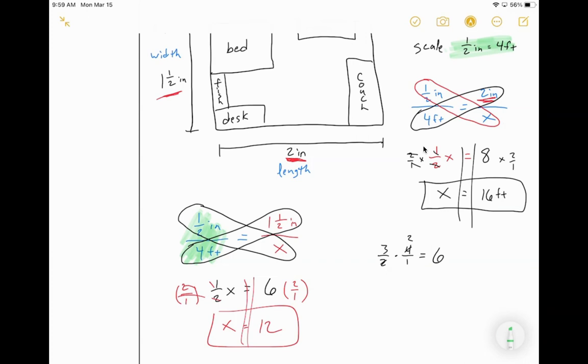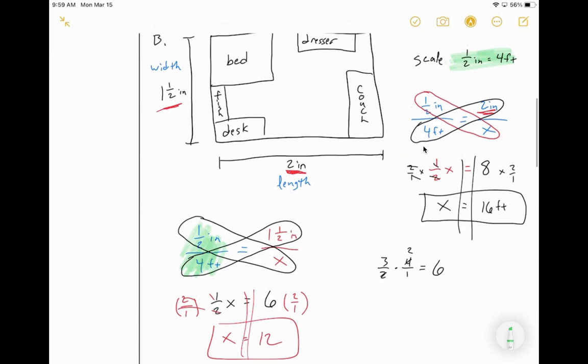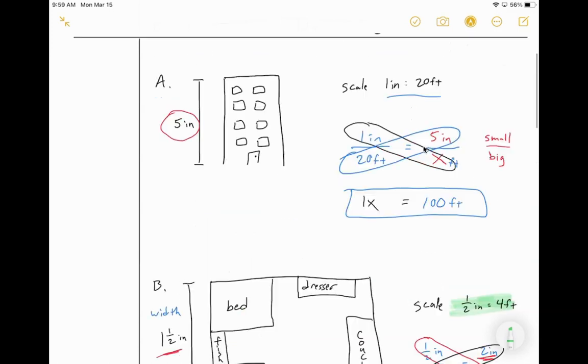Okay, so you're doing that again. This one might be an easier example to look at. Example A. Again, where did I get this 1 inch to 20 feet? It becomes my proportion, 1 inch to 20 feet. And then you figure out you're missing something. And that's how you do that. All right.